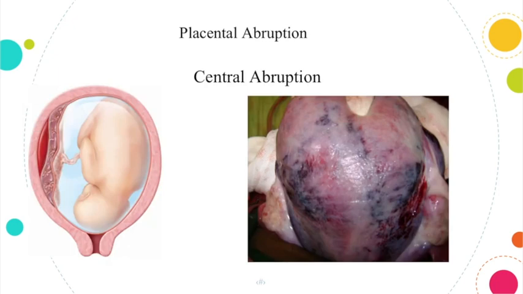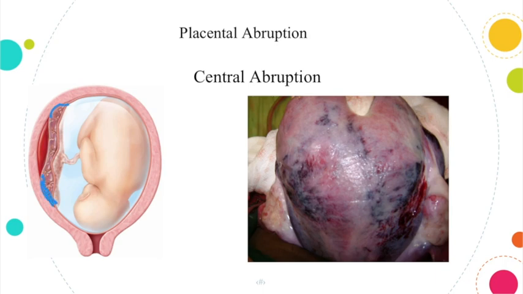So now let's talk about abruptions. We've already talked about previas. Abruption, I already said, is the premature separation of the placenta from the uterus. And you can have different kinds of abruptions. This picture here is a central abruption. So here's what's happening. If you see right here, the only places where fetal circulation is happening are where it's attached: right here and right here only.